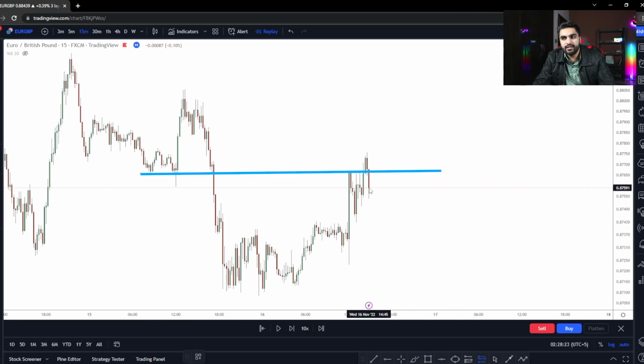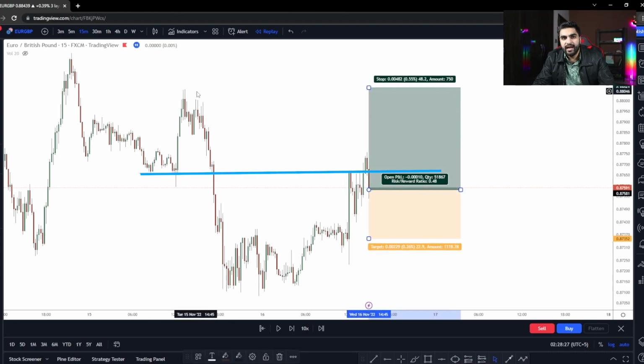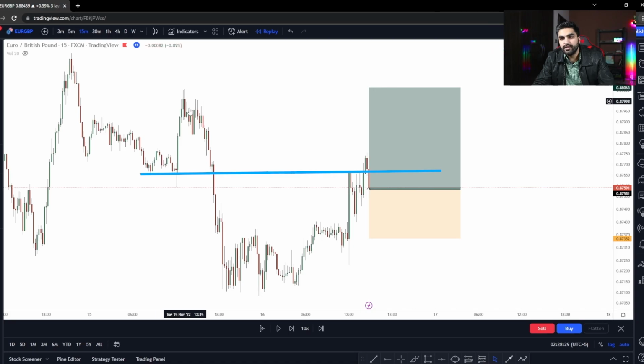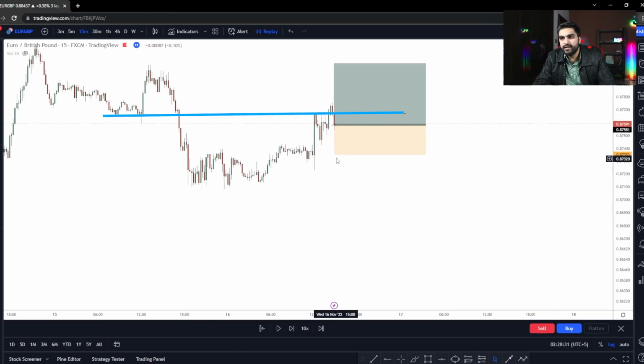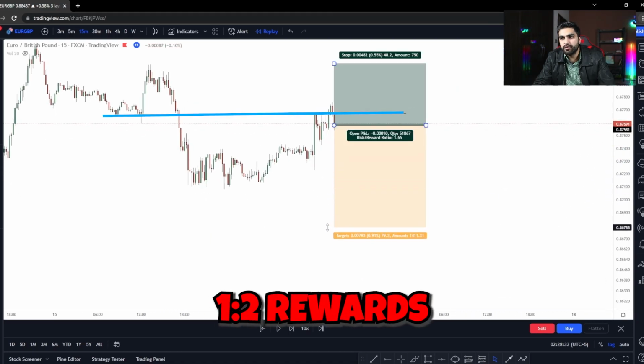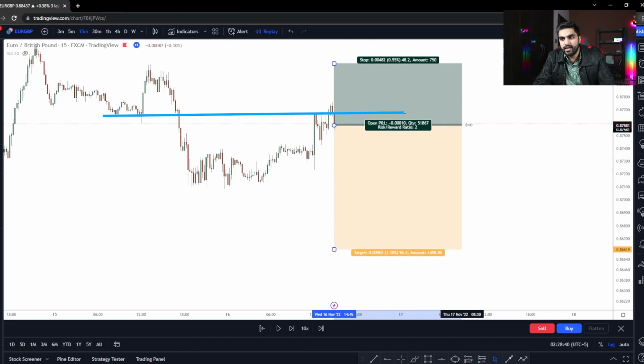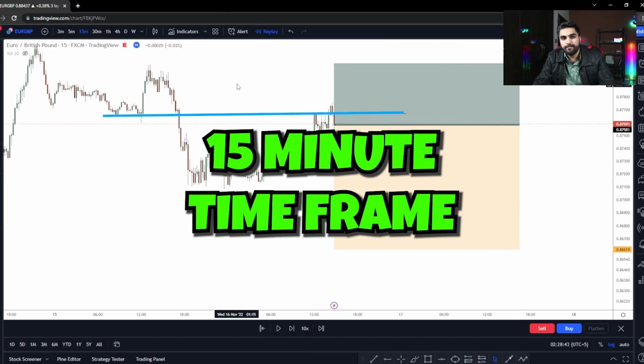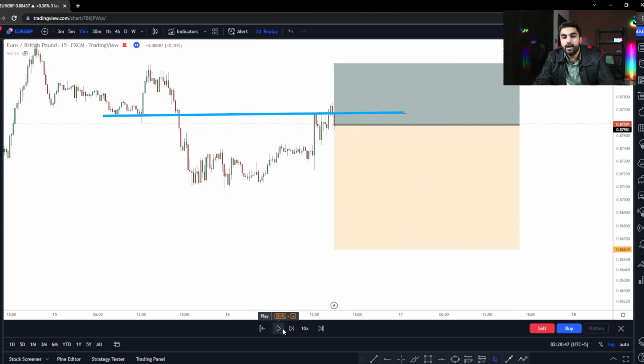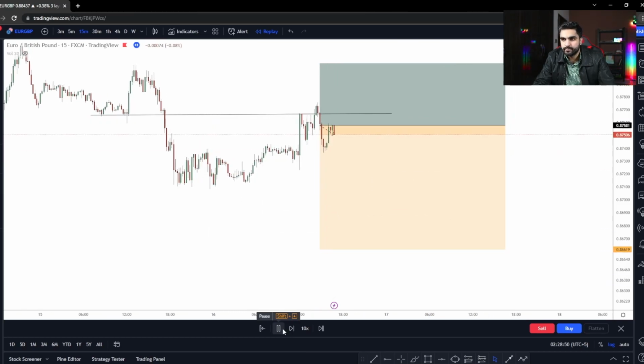So we can simply take the sell trade from here, put stops higher than the area from where the sellers' movement happened, and a target at a 1:2 risk to reward is going to be a good trade opportunity. And this time we are taking the sell on Euro British Pound, 15-minute time frame. So now let's see how this trade is going to play out.